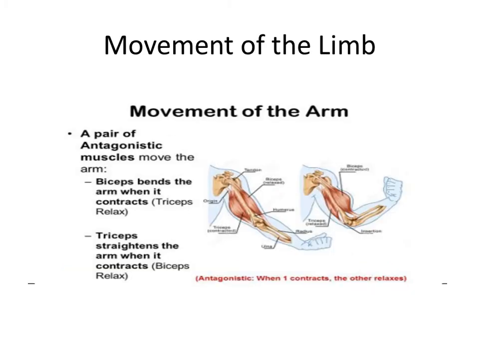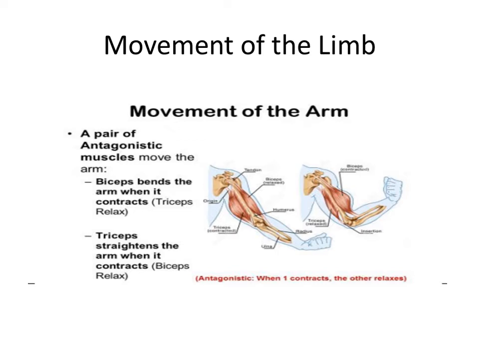Movement of the forelimb, so movement of the arm. A pair of antagonist muscles move the arm. And this pair is known as the bicep and tricep. Bicep bends the arm when it contracts. This is where the tricep muscles will relax. And the tricep straightens the arm when it contracts. Then the biceps relax.